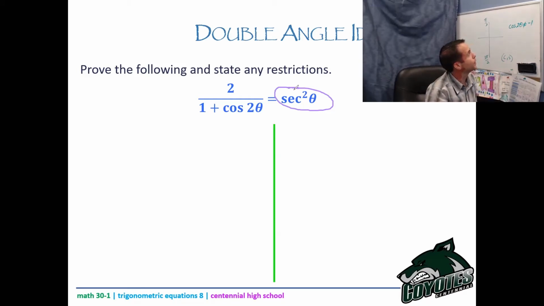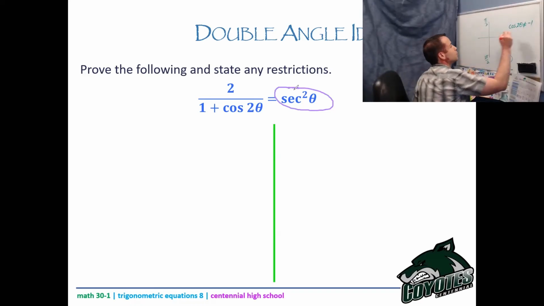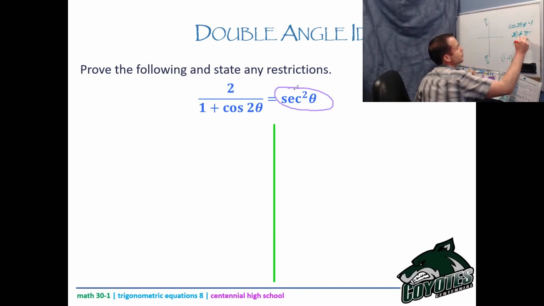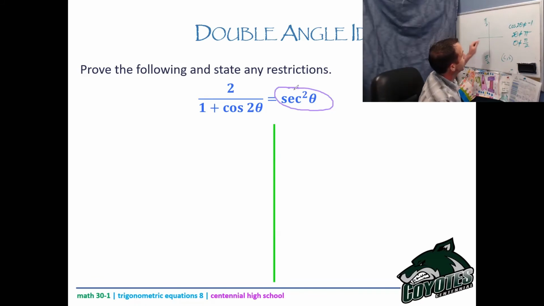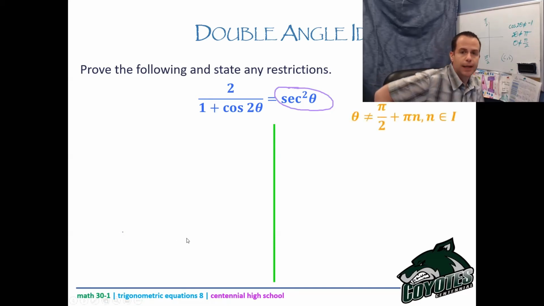Okay, now where is cos of 2 theta -1? Where is the x value -1? Well, that's actually here. So we're saying 2 theta can't be pi, which means theta can't be pi over 2. And we've already taken care of that right here with that pi over 2. So my restrictions on this guy are that theta can't be pi over 2 plus pi n.